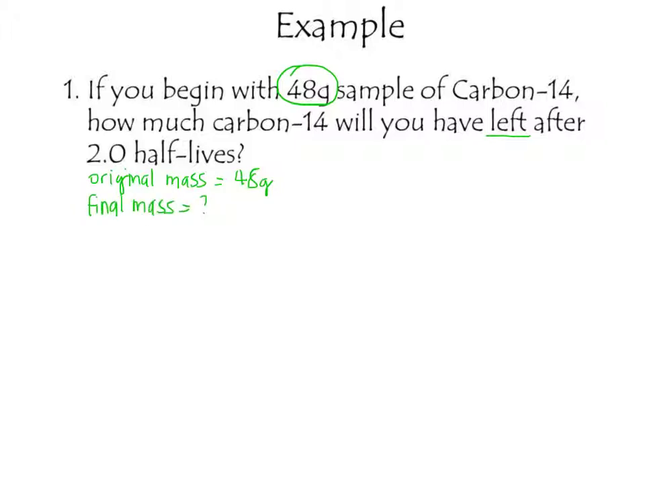Now, since we are given how many half-lives it goes through, we can figure out what the final mass is going to be. Now, since we went through 2 half-lives, that means I'm going to take the original mass, 48 grams, and divide it by 2 two times because it went through 2 half-lives. And so you should end up with 12 grams.